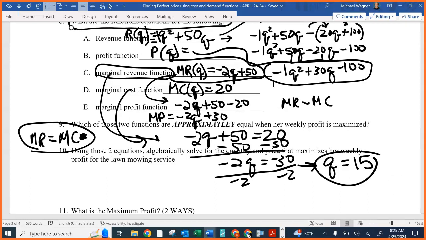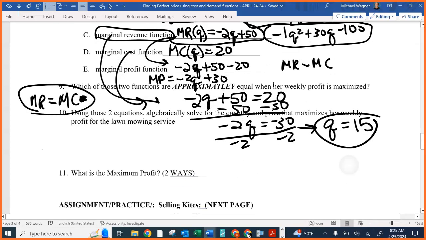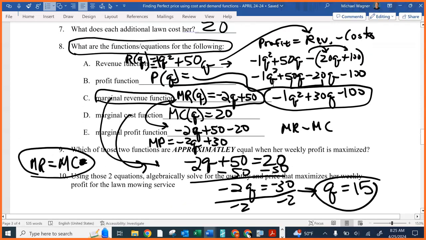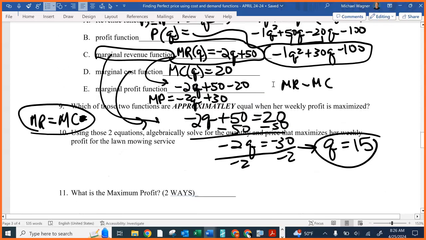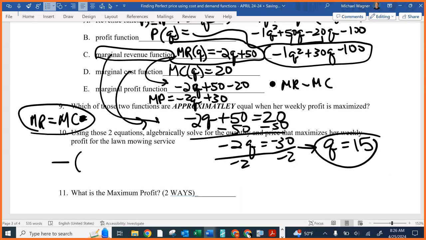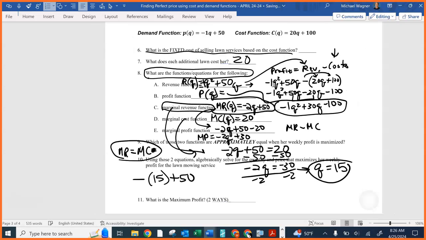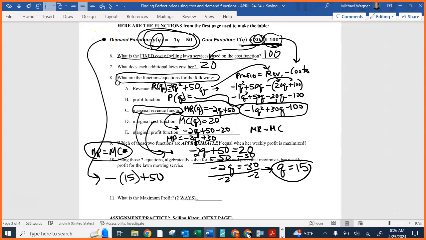Now you might say, well, what's the price? I should have asked for the price, shouldn't I? Oh, it does ask for the price, doesn't it? Well, we take this 15 that we know as the quantity, and we take the demand function, right? And we go negative 15 plus 50. I'm getting that from the demand function, right? And that equals 35. So if we know the quantity, all we got to do is put it in the demand function, and it'll tell us the price. So there you go, 35 and 15, right?